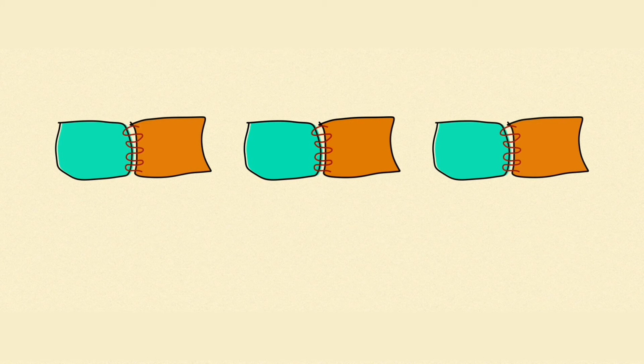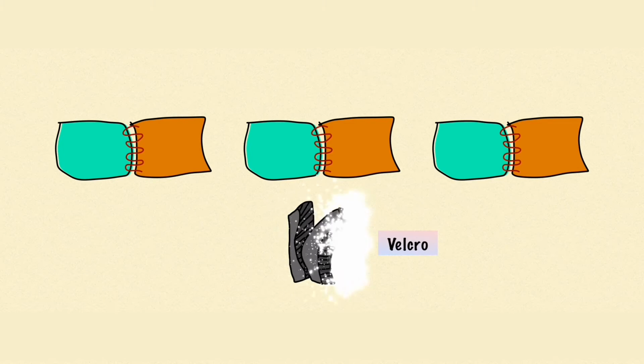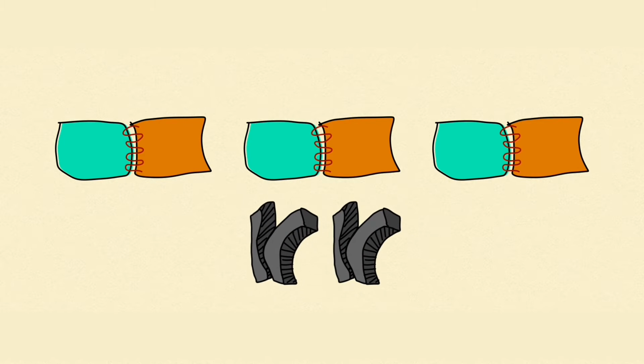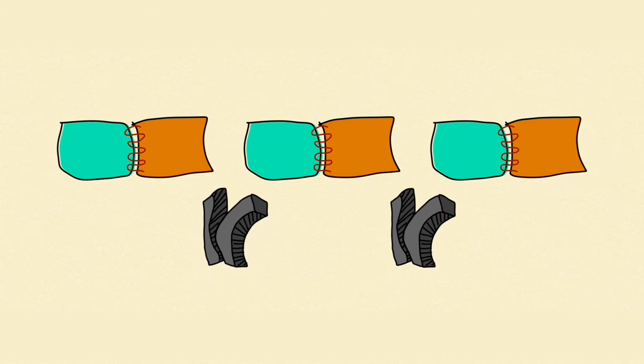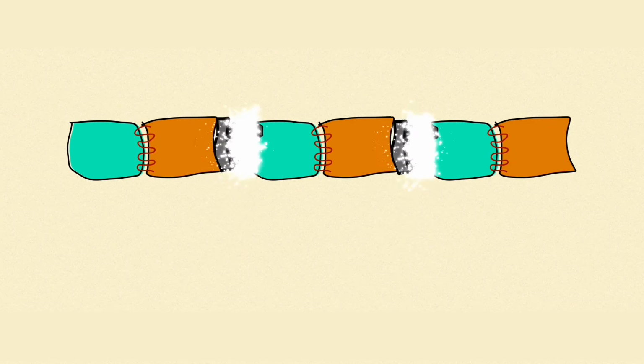Imagine now you have three of the same pair of handkerchiefs. The next step is to attach these three pairs of handkerchiefs to each other by using a Velcro.